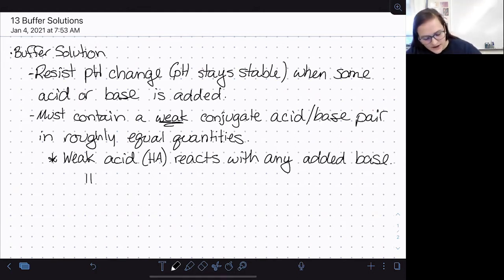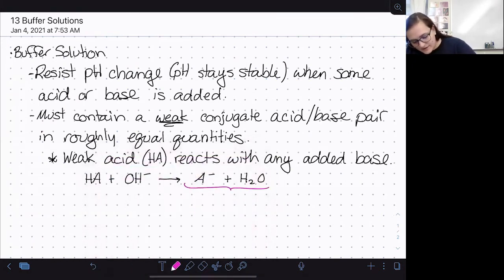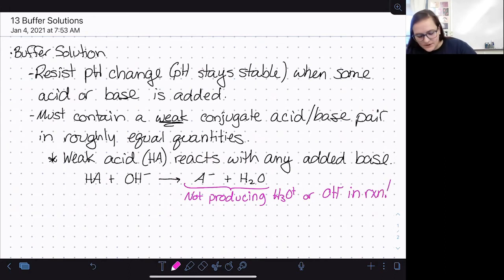So if we think about what the net ionic equation for that would look like, if we're adding strong base into this, hydroxide is going to be our actual reacting base that's involved, along with our acid. So the hydroxide is going to pull the acidic hydrogen off of our acid, leaving us with the conjugate base of that acid and water. So note that we are not producing either hydronium or hydroxide in this reaction, which means our pH doesn't really change very much.